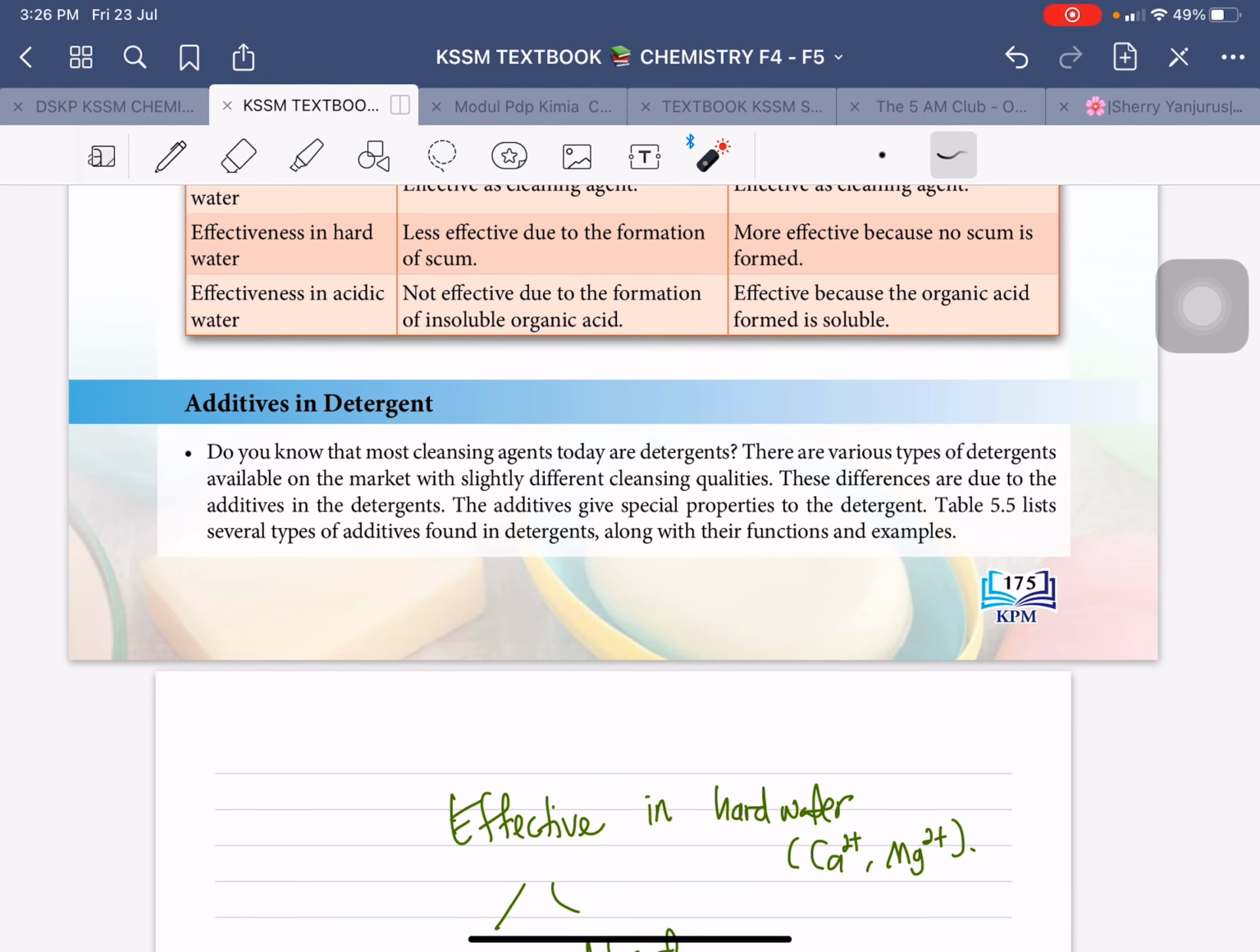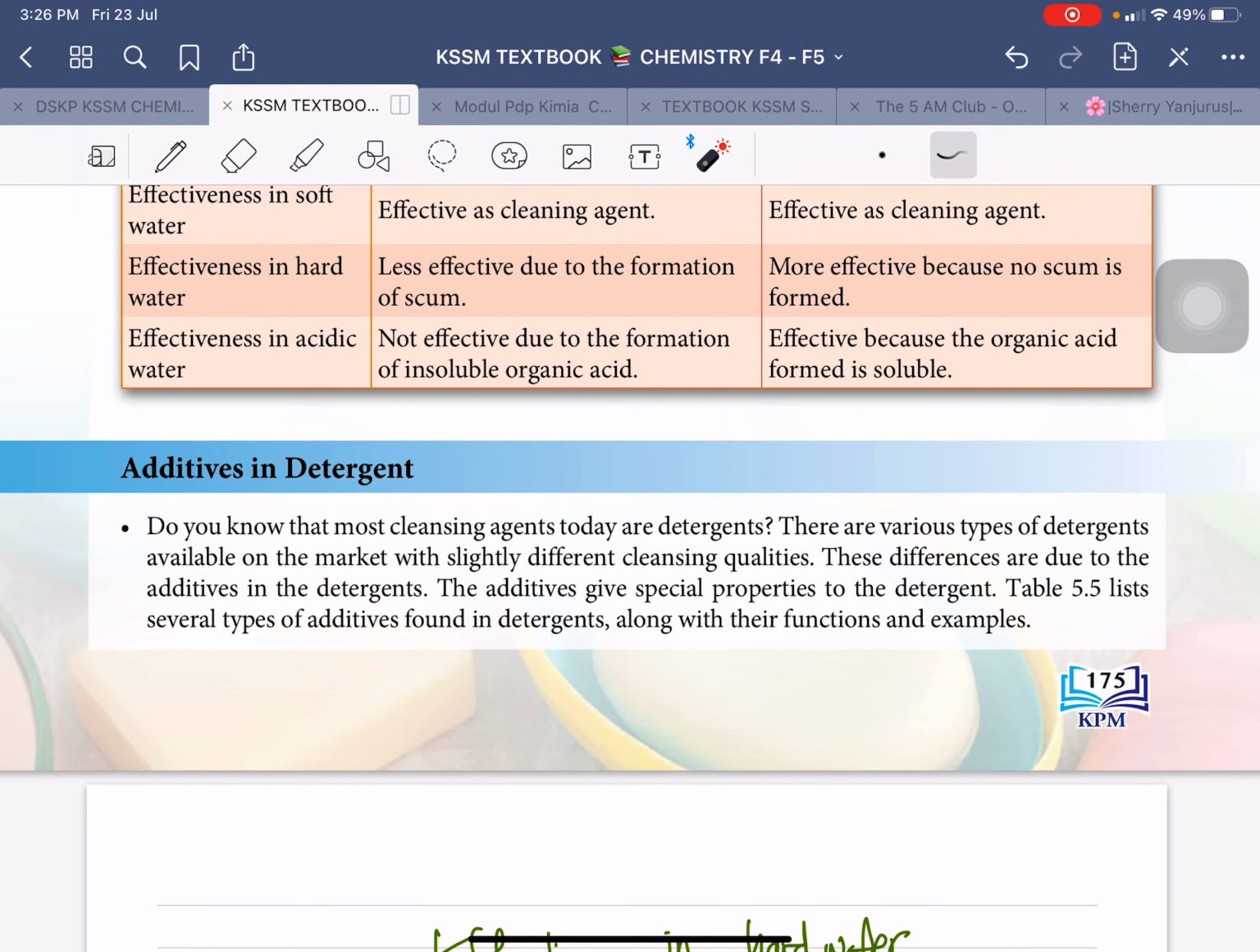Okay, so additives in detergent. I'm going to continue with this one, page 175. Do you know that most cleansing agents today are detergent? Kebanyakan agent pencucian sekarang adalah detergent. So there are various type of detergent available on the market with slightly different cleansing qualities. Kenapa kualiti berbeza? Ada sikit perbezaan lah.